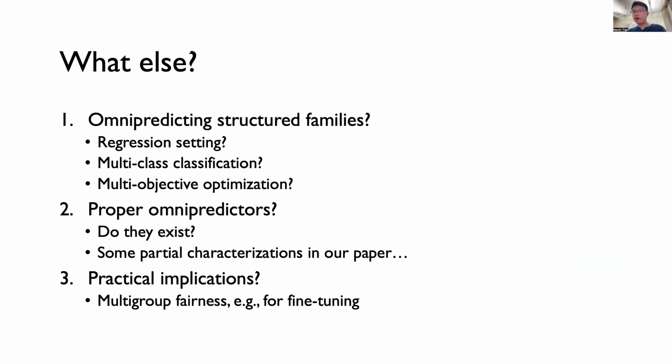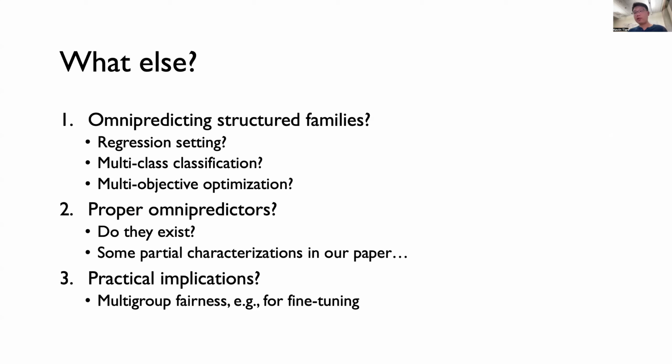Okay, so I wanted to conclude with a few thoughts on follow-up directions to this work. So, a couple of natural questions follow from just considering more general structured families and more complicated types of predictors. For example, you could ask for predictors in settings where the labels do not just take on discrete valued predictions, but rather real values. This is the regression setting. Another question is what happens when we increase the number of classes that the label can contain? That's the multi-class setting, as well as more general questions of multi-objective optimization, which have been linked to omniprediction in the past.